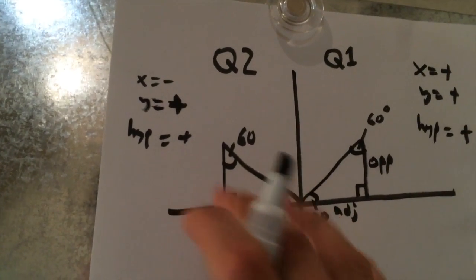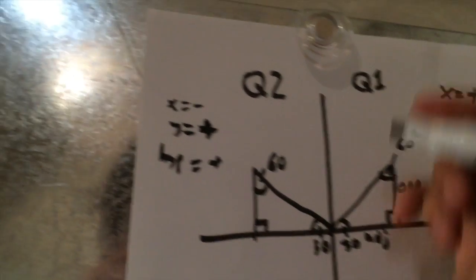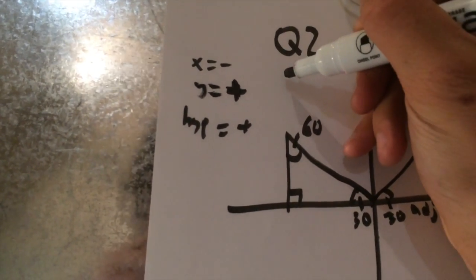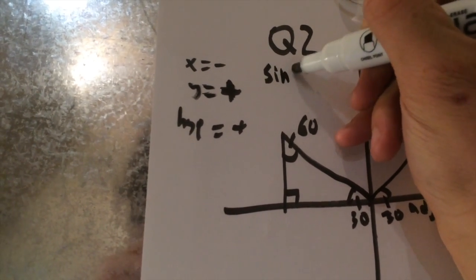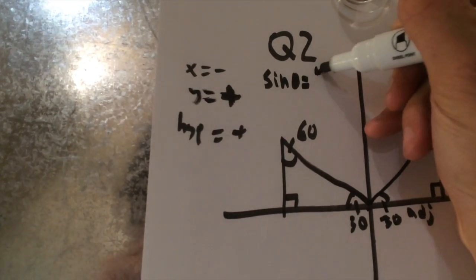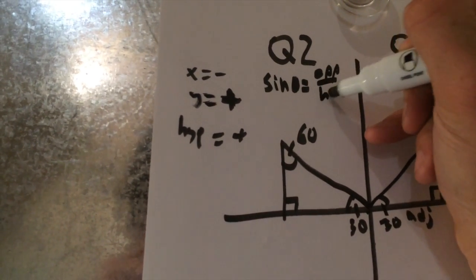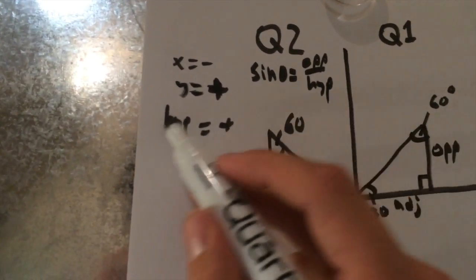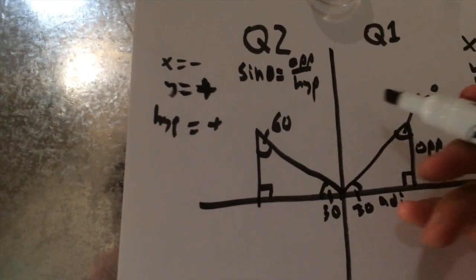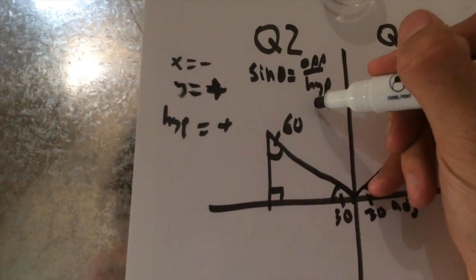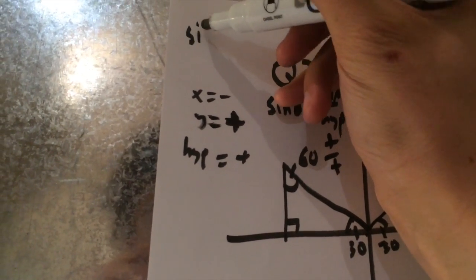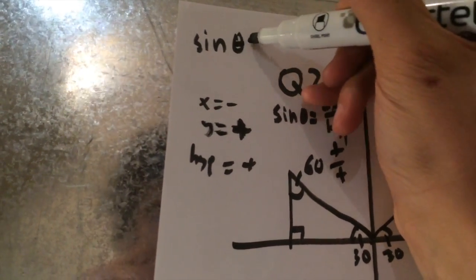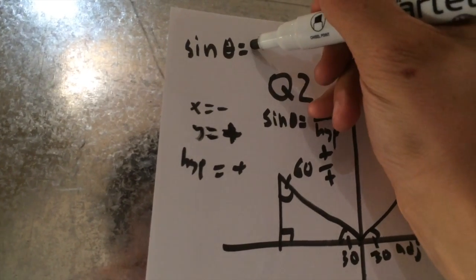But by this determination, you don't even really need to know the side lengths. You can determine that if sine theta equals opposite over hypotenuse, and you know that the y is the opposite, positive over positive means that sine theta in this quadrant is going to be positive.